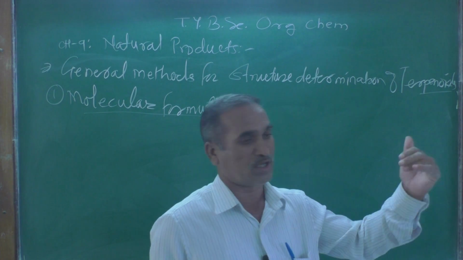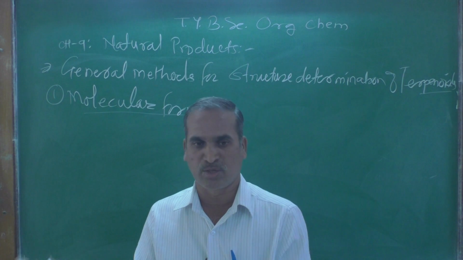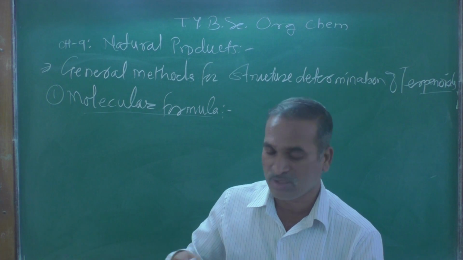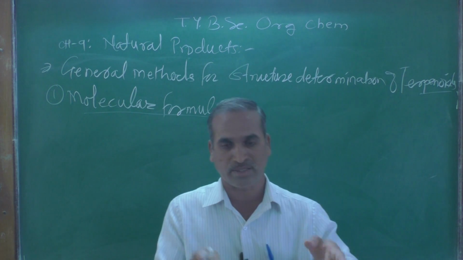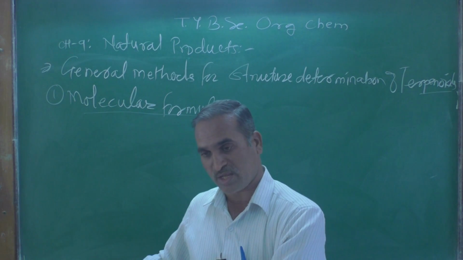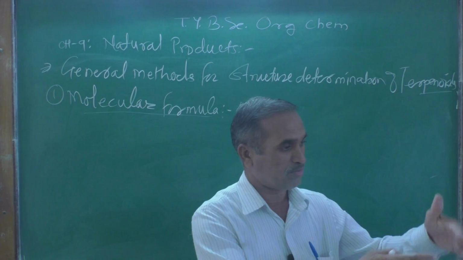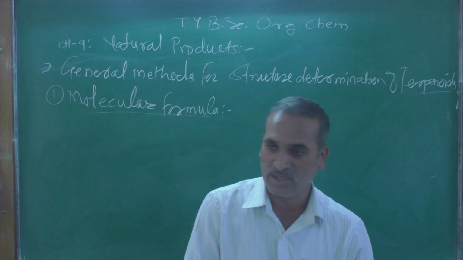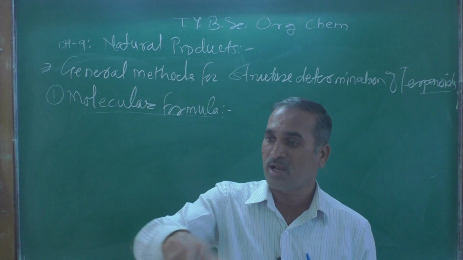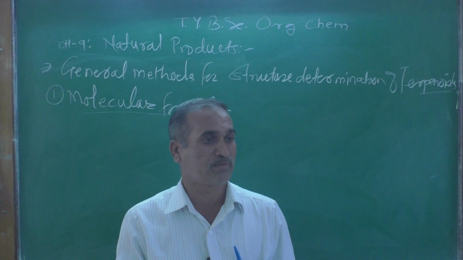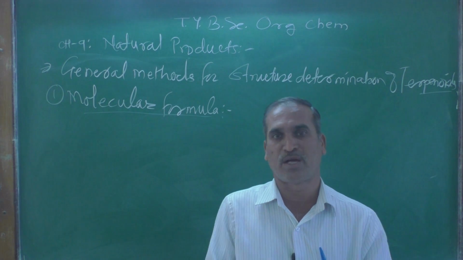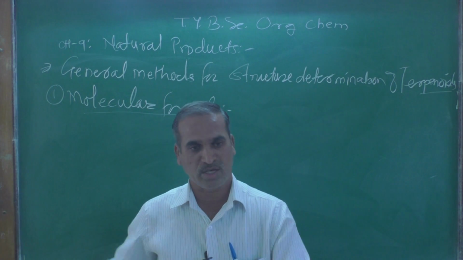Suppose you have a molecular formula C2H6O. That is the general molecular formula of an organic compound, and by joining the carbon atoms, hydrogen atoms and oxygen atom according to certain rules, we can draw different structures. Those different structures are called isomers. Isomers are organic compounds having the same molecular formula but different structures.